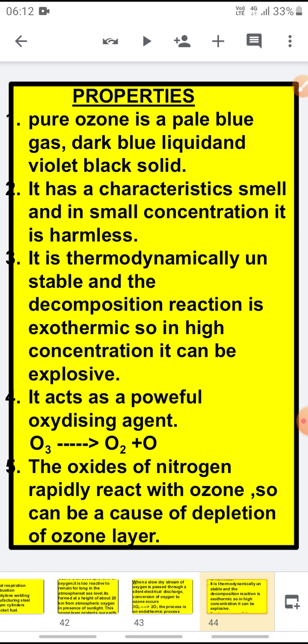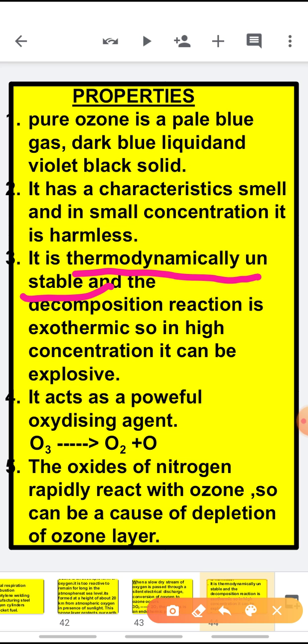Now you have to remember, ozone is thermodynamically unstable and the decomposition reaction is exothermic, so high concentration can be explosive. If it is present in more amount, it can explode also. Now a very important thing about ozone is it is a very powerful oxidizing agent because it can release nascent oxygen. Thermodynamically it is unstable, it breaks down and produces dioxygen and the nascent oxygen. So it behaves as a powerful oxidizing agent.